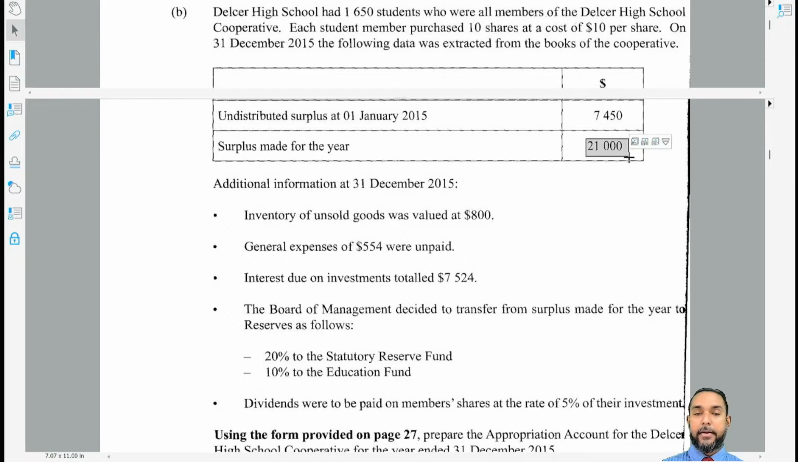All right, so the inventory, the closing stock, is 8,000. That goes in the balance sheet. General expenses were unpaid. An unpaid expense is also called an accrued expense, right? And it goes in the current liability section in the balance sheet. Interest due on investments, 75.24. So that sounds like money owed to you, so that's like a receivable. The first one, inventory of goods valued at 800.